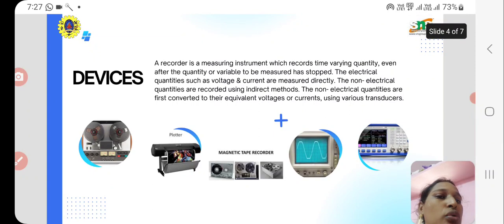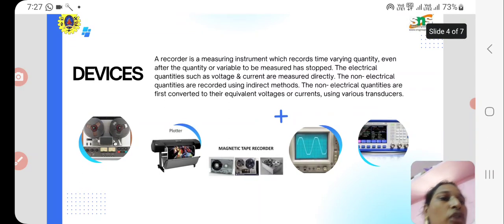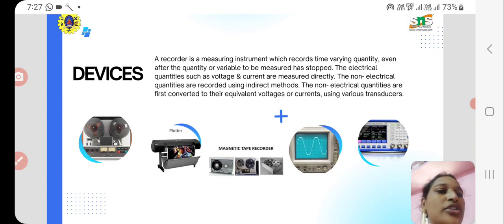The commonly used storing elements are displayed here. We have magnetic tape recorders, plotters, and CROs and DSOs. These are measuring instruments as well, which record a time varying quantity even after the quantity or variable to be measured has stopped. The electrical quantities such as voltage and current are measured directly.